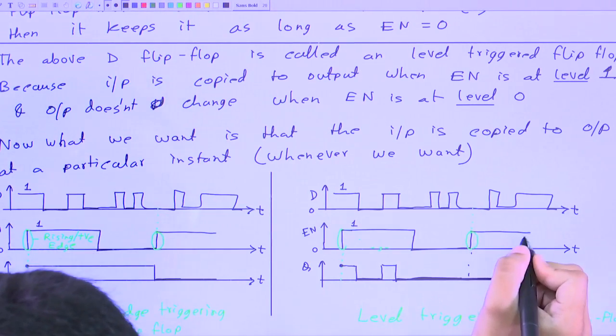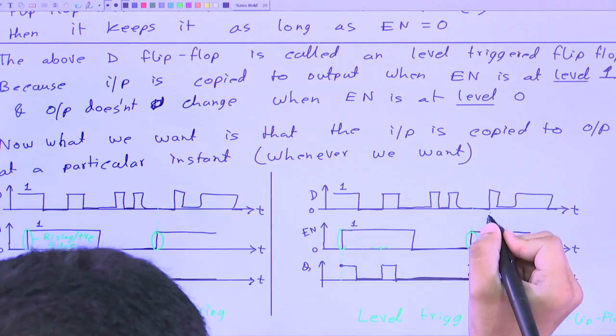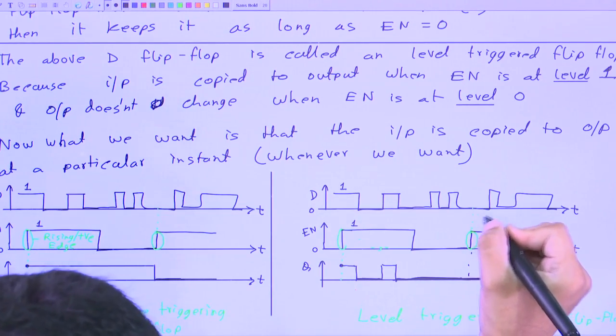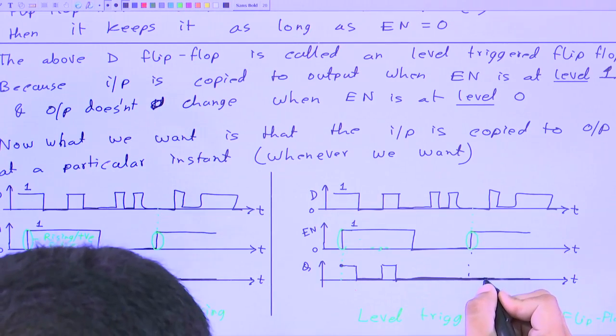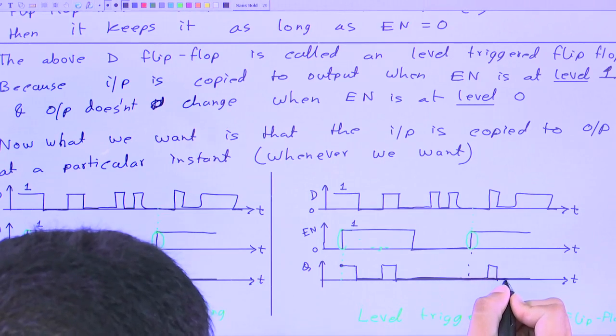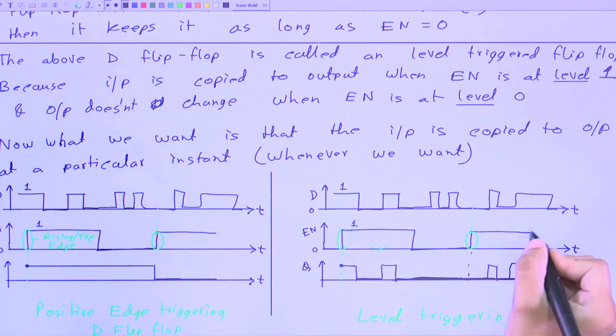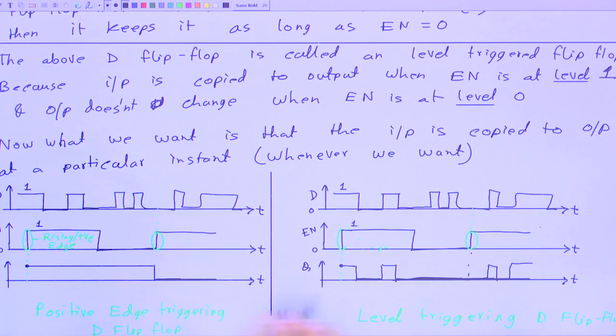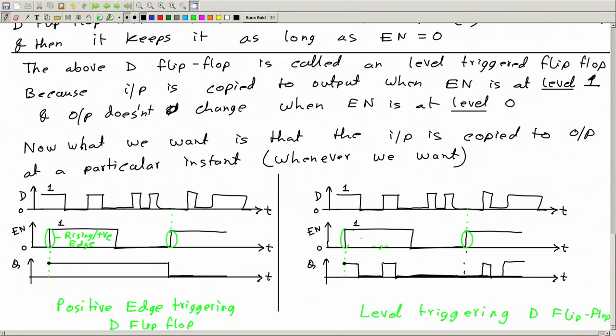Then here again enable is 1, so output can change, but D is also 0. So, up to this it will remain 0, here it will become 1, here it goes to 0. So, now it will copy the same value as long as enable is equal to 1. So, this is level triggered D flip flop. This is what we have seen so far, and this is what we now want. Next thing what we want is this. We haven't seen this circuit yet, but we are going to see this. We are going to make this circuit.